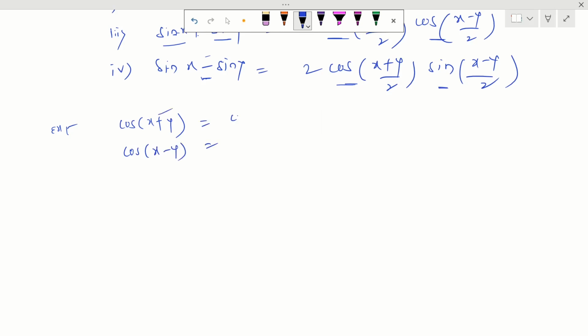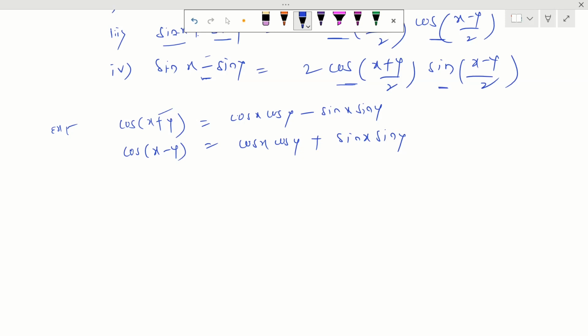When plus is there, then minus comes here. Cos x cos y, plus means here minus sin x sin y. Then when it is minus, plus will come. The first two terms are cos only, cos x cos y and sin x sin y. These formulas we know, right? We know these formulas.